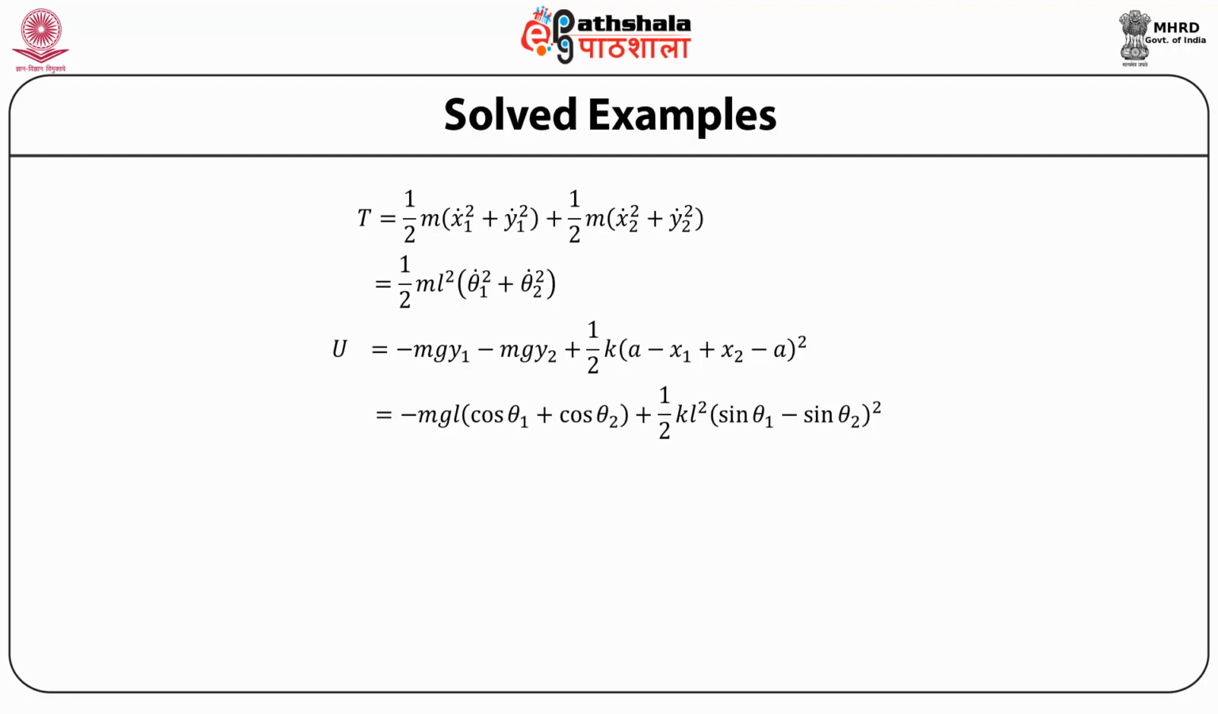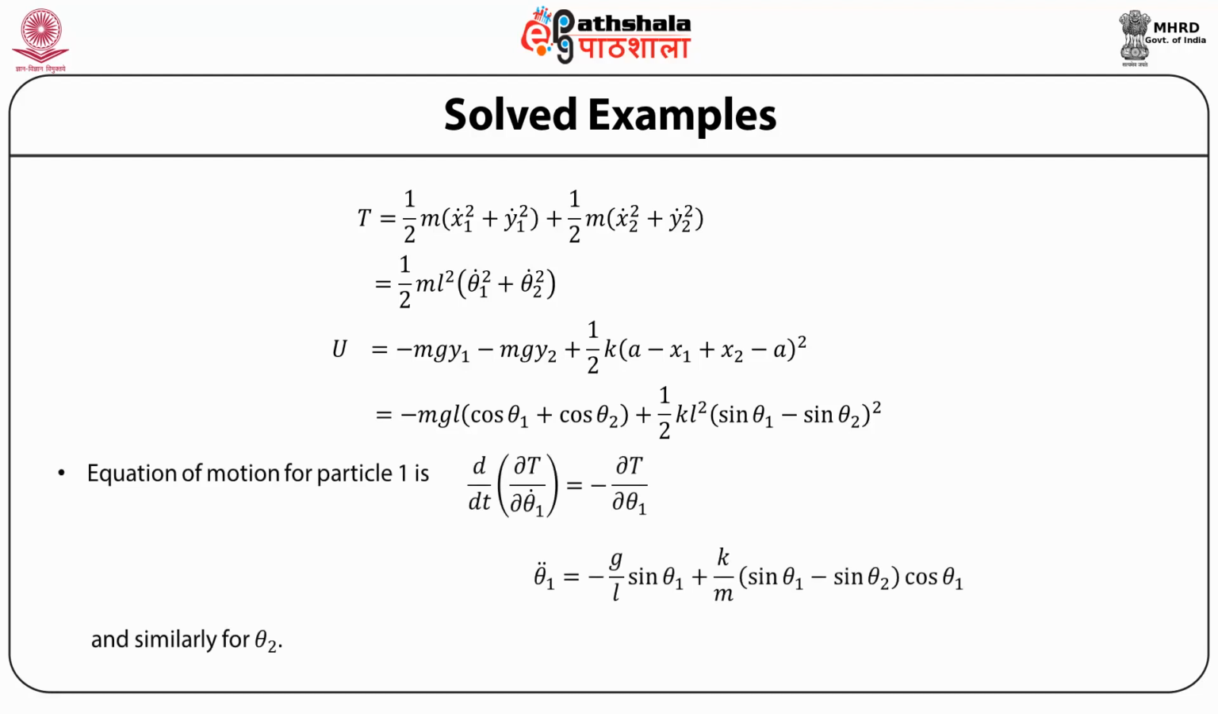So, we now have this problem where the kinetic energy and the potential energy are expressed in terms of 2 angle variables theta 1 and theta 2. The equation of motion for particle 1 is d/dt of dT/d theta 1 dot equal to minus dT/d theta 1. We obtain very easily that theta 1 double dot is equal to minus g by L sine theta 1 plus k by m multiplied by sine of theta 1 minus sine of theta 2, and the whole thing multiplied by cosine theta 1. And we have a similar equation for theta 2.